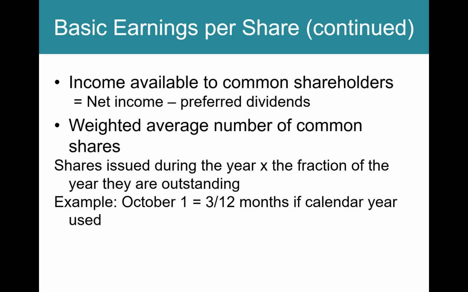So the income available to common shareholders, as I mentioned, is calculated by taking your net income and subtracting your preferred dividends. The weighted average number of common shares is based on how many shares were outstanding during the year, times the fraction of year that they are outstanding. So for example, if you issued shares on October 1st and your year end was December 31st, October, November, December, that makes 3 months out of the 12 months, and we would prorate that number of shares by 3 over 12.